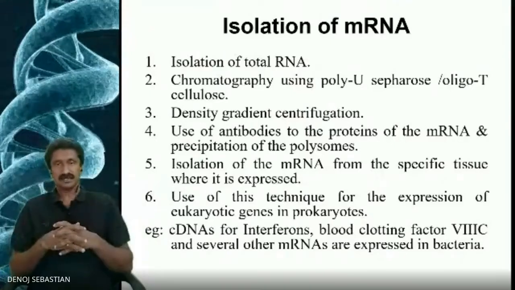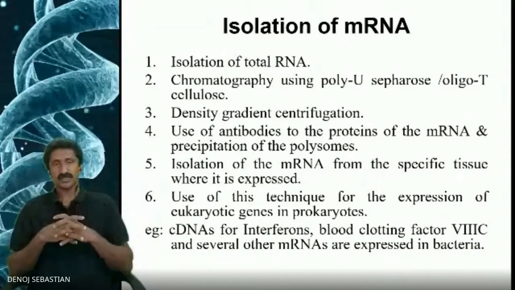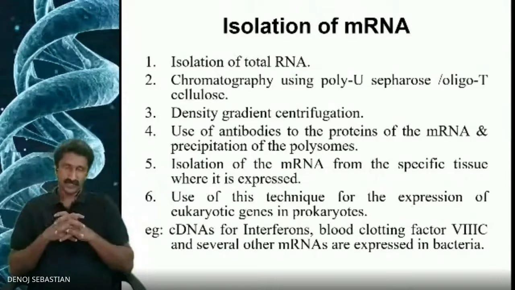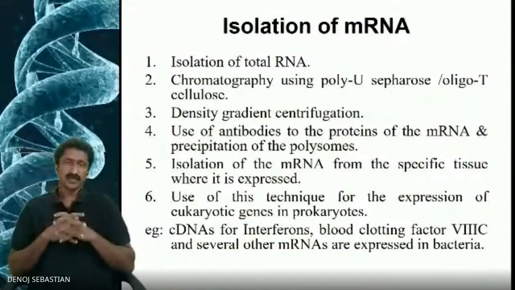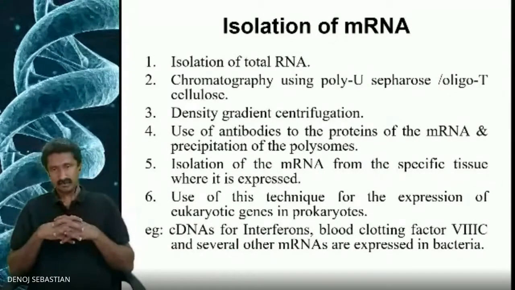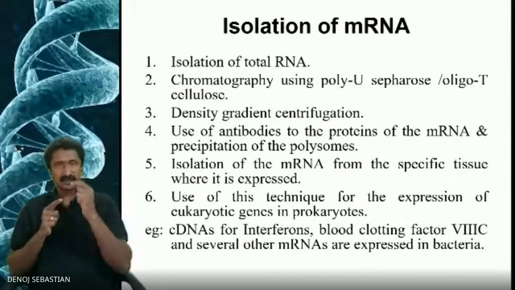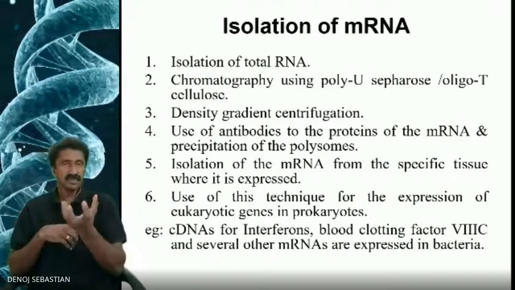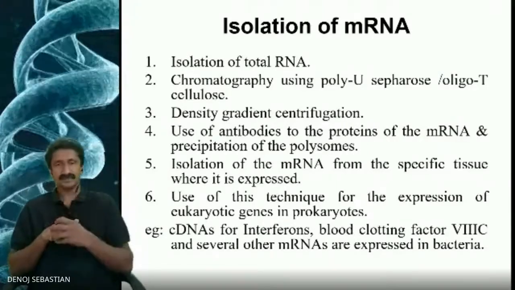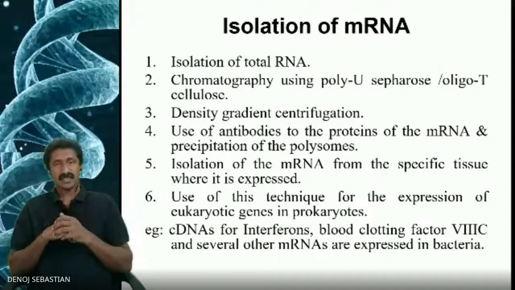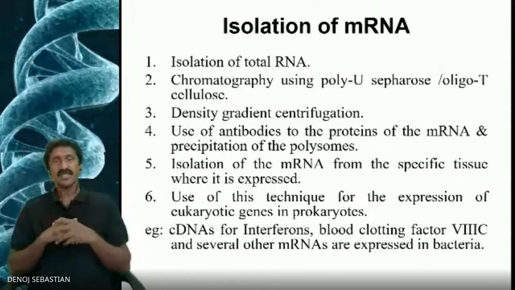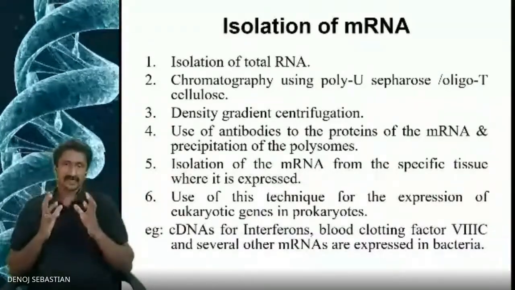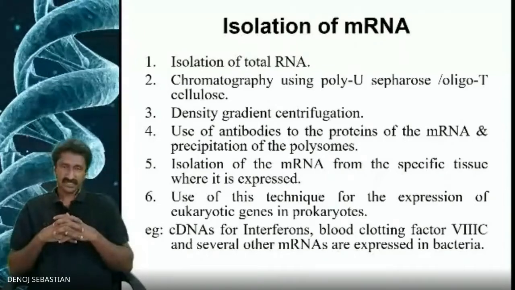These bound mRNAs, eukaryotic mRNAs, can be eluted from the chromatography column. So a chromatography column with poly-U or oligo-T can be specifically used for isolation of eukaryotic mRNAs because it will hybridize with the poly-A tail at the end of all eukaryotic mRNAs, and it will be retained within the chromatography column. And after washing, you can elute these poly-A tail containing eukaryotic mRNAs in the second step.